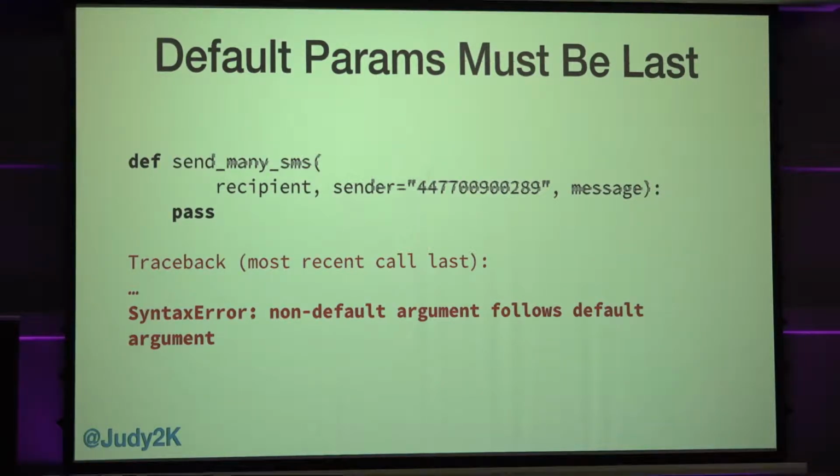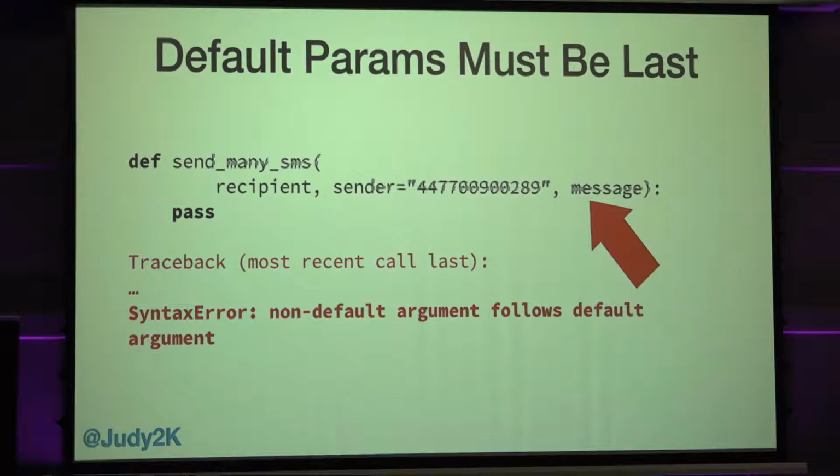In a definition, the parameter with the default value must be provided after all the parameters that don't take default values. So this is invalid. Here the sender parameter is defined with a default value, but there's a message parameter after it that doesn't provide a default value, so this is invalid. You'll see here: non-default argument follows default argument. So that's saying the message parameter needs to go before sender in this case.